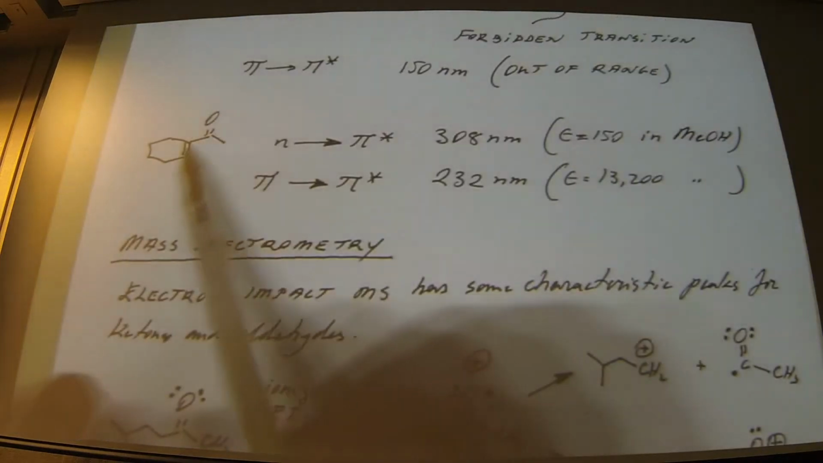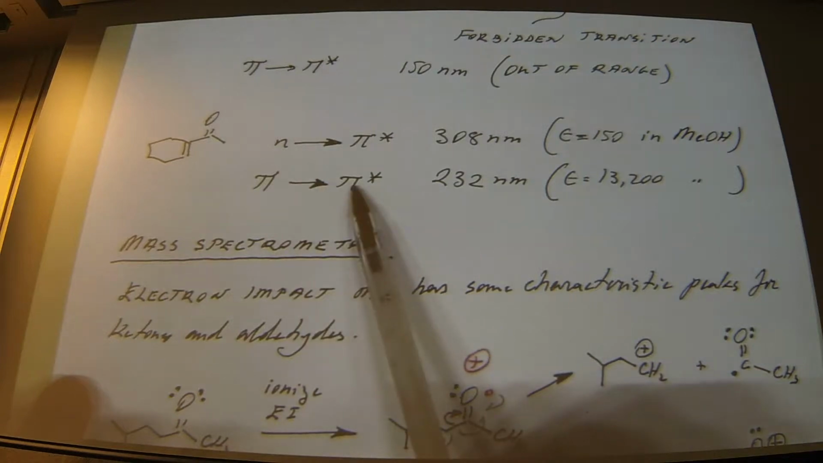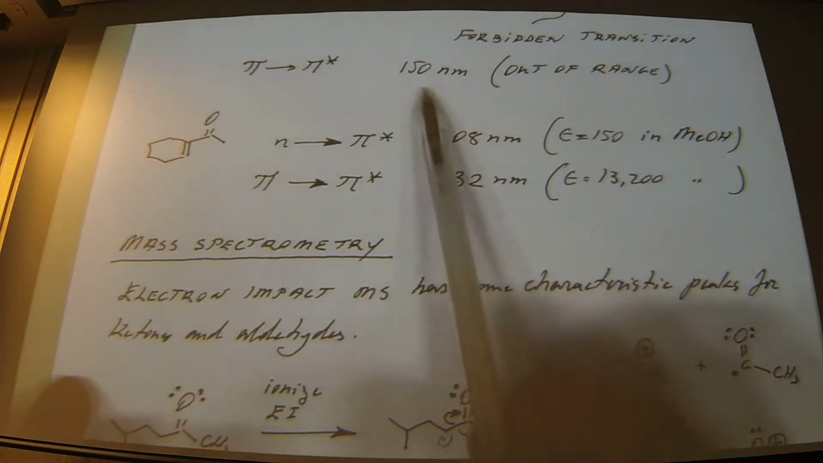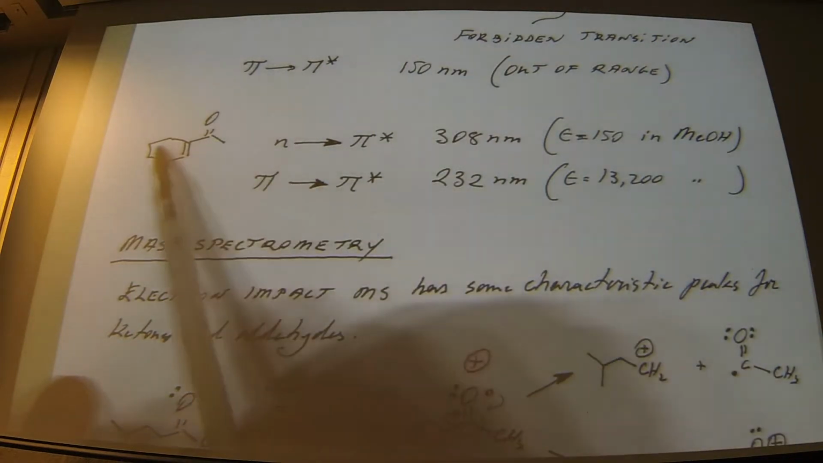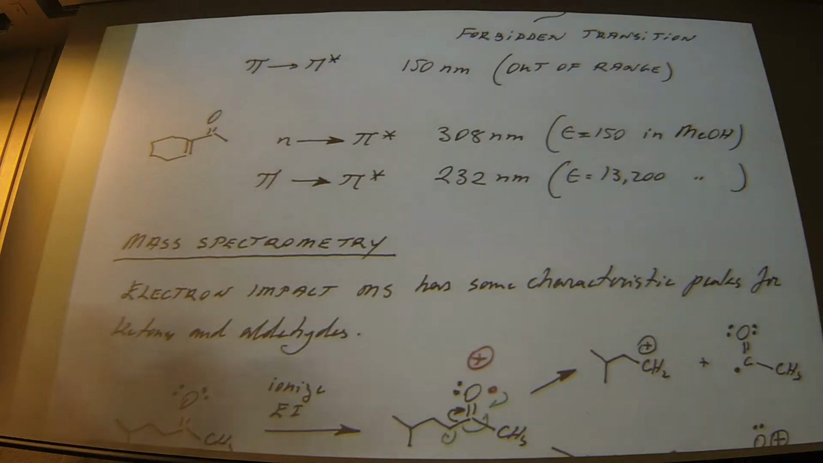Now, once you get to an alpha beta unsaturated ketone, look what happens. The pi to pi star transition, which was 150, now goes to 232. If I put another double bond in there, then this is going to go even longer wavelength. If I put a third, fourth, fifth, sixth, then eventually the compound's going to be colored because it's going to absorb into the visible range.